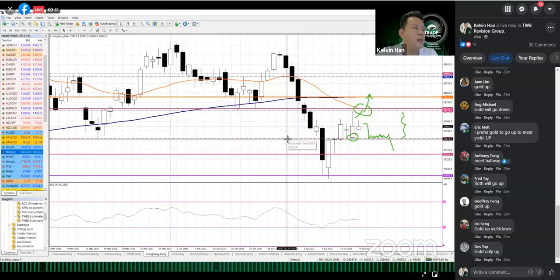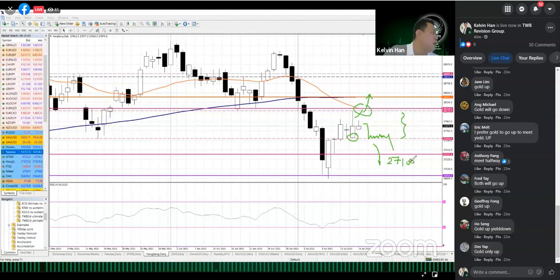All right, this range is about 530 points, which means that for the downside of 530 points, we should see somewhere like this, about 27,000 area. So if the market does break down, we can see the market breaking down to 27,100. Okay, so traders, you can take note of that. So that is the Hang Seng for you.